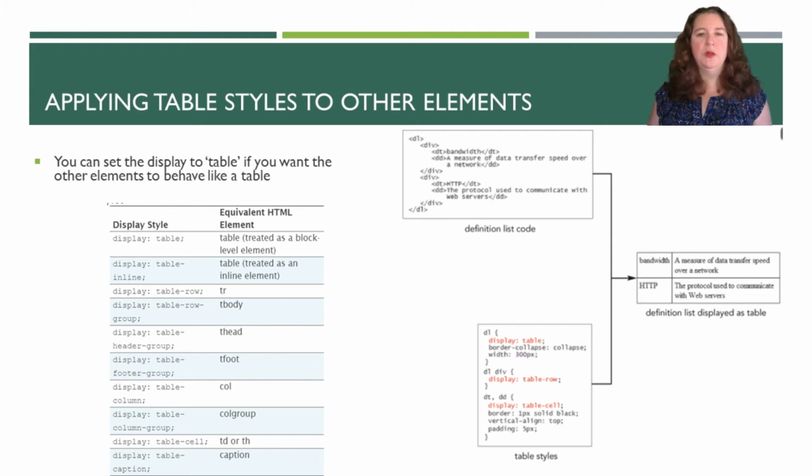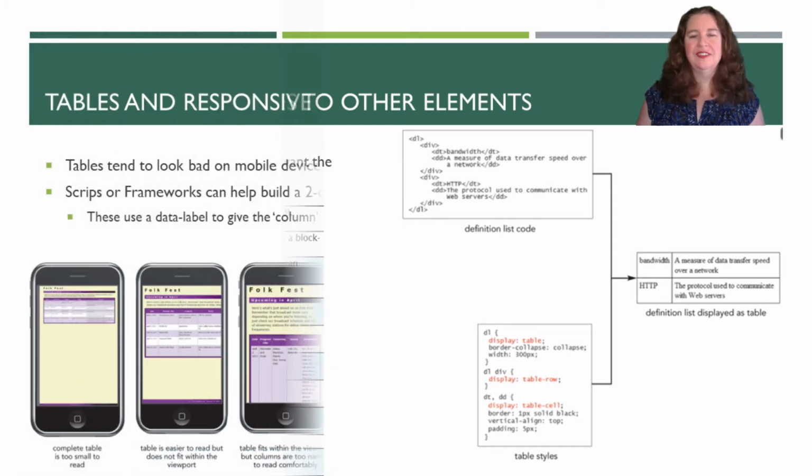So it looks like a table of your descriptive list rather than having it the way that we've been doing it. So just little things that you can do with your table styles now that we know how to use them, you can apply them to other elements. We can have a T-body or a header or a footer or a column group. All of these things can be applied in a display style to specific elements in your CSS. We're not going to actually show you code on that, but that is something that you can look into.